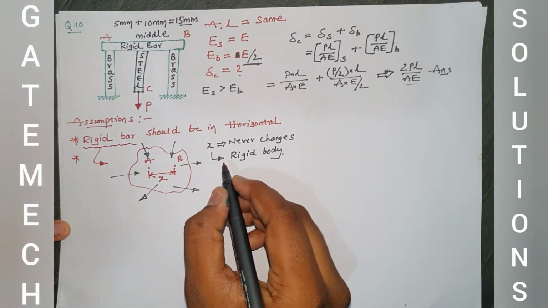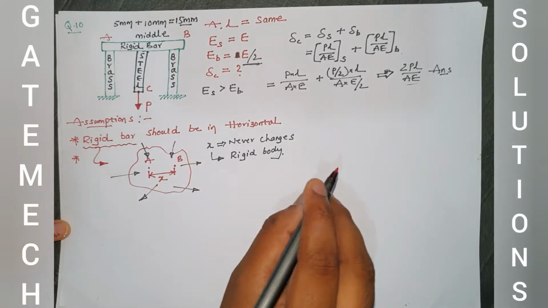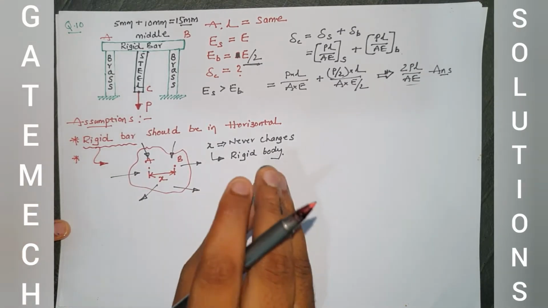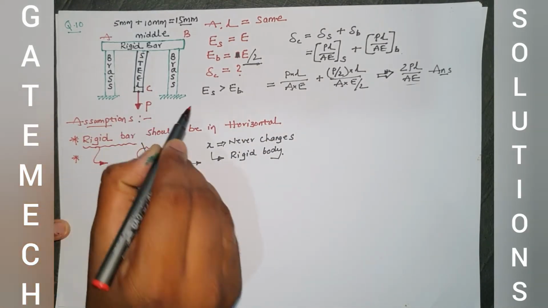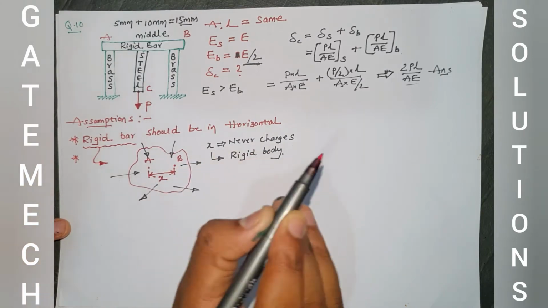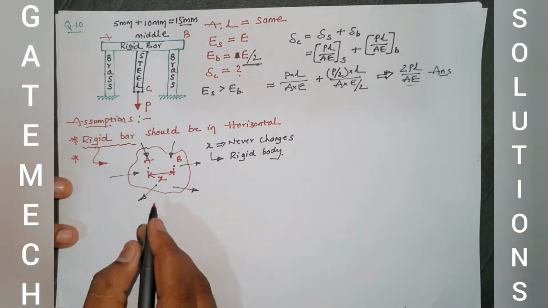Is there any existence of rigid bar in the universe? No, there is no existence of rigid bar in the universe. But under certain load limit conditions, again I am telling, under certain load limit conditions, the body is assumed to be a rigid body, right? So keep it in mind.